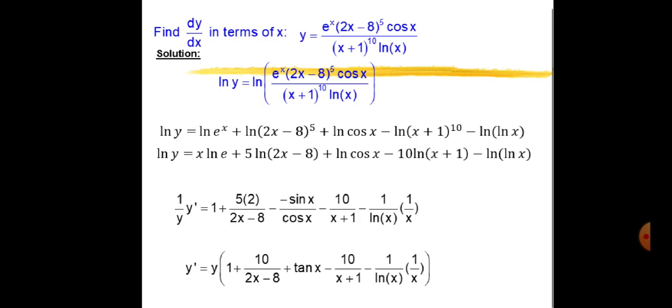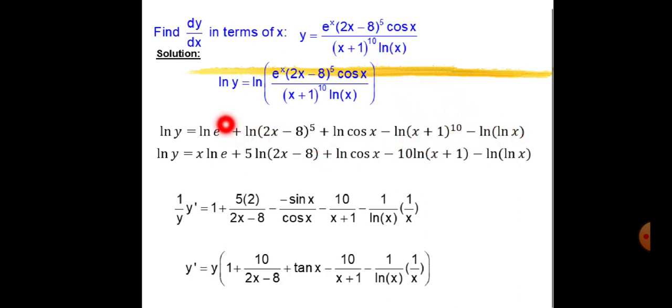Now we have ln y equals ln first plus ln second plus ln third, and because we have division over here, minus ln fourth minus ln fifth. So the terms above you have to connect by plus, and the terms below we have to connect with minus. Here we have ln e power x plus ln 2x minus 8 to the power 5 plus ln cosine x minus ln x plus 1 to the power 10 minus ln x.